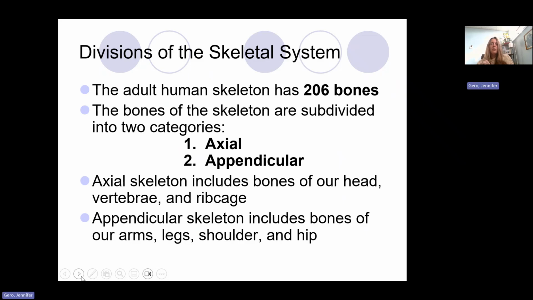So we talked about how the skeleton has 206 bones, and the key piece there is that we're talking about the adult skeleton, because the fetal skeleton has more bones because of pieces of the spine that are not fused together. And then we have two major divisions: the axial skeleton and the appendicular skeleton. Axial skeleton is our head and our vertebrae and our rib cage, and then our appendicular skeleton are our limbs, or our arms and our legs, and our two girdles, which consist of our shoulder or pectoral girdle and our pelvis.